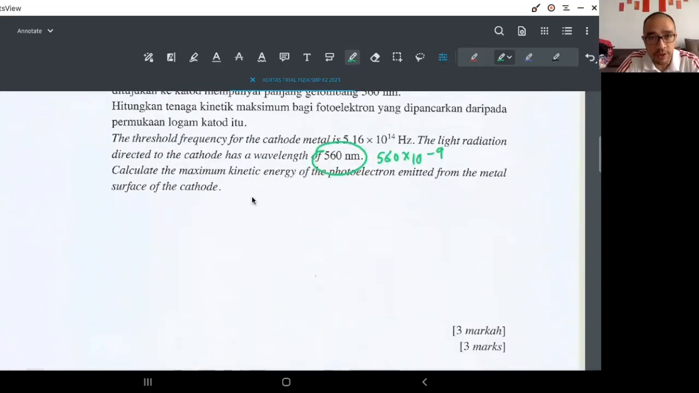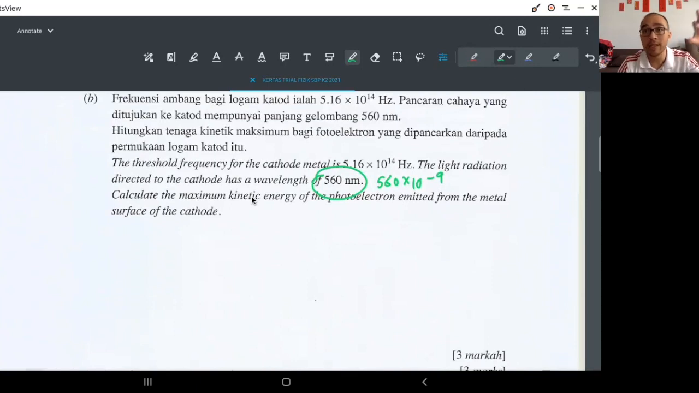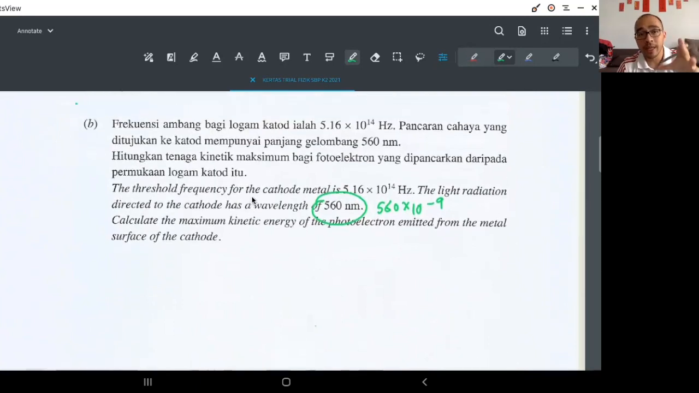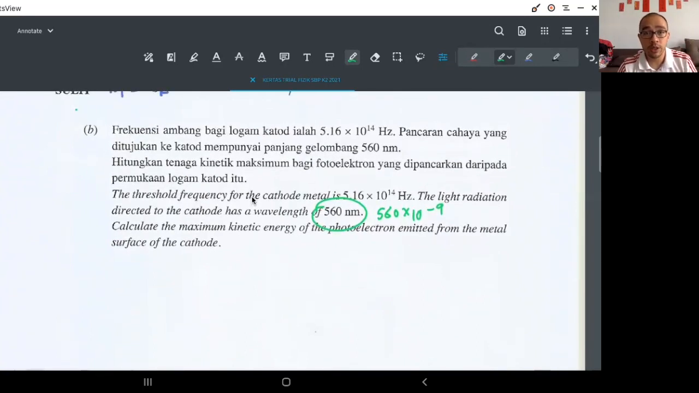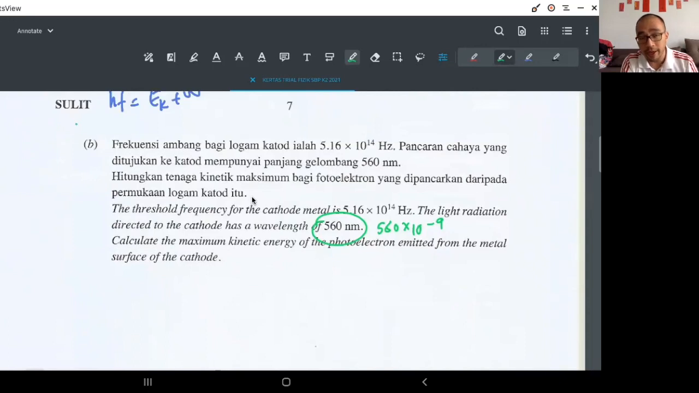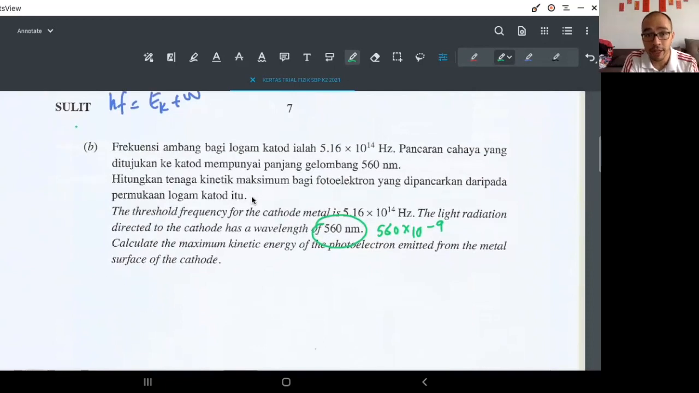So the threshold frequency is 5.16 times 10 to the power 14. The light radiation, as I said just now, we changed to this one. I have written out the formula on the top over here, which is hf, the total energy, equal to the kinetic energy, EK, plus the work function, which you can calculate as h times the threshold frequency. If you have the wavelength, you can calculate the total energy, because the total energy comes from the light radiation.